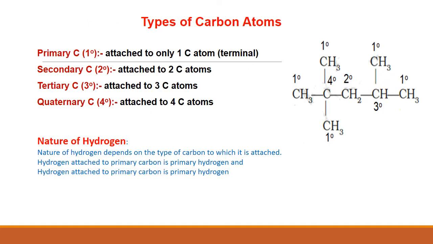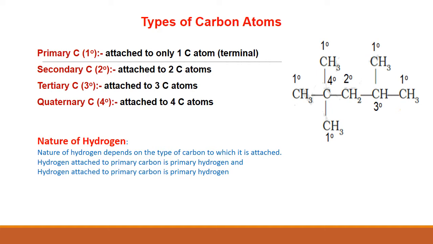Types of carbon atoms. First of all, we must know the nature of the carbon atoms in the hydrocarbons, because these define the nature of the carbon. Primary carbons are those which are attached to only one carbon or no carbon. Secondary carbons are attached with two carbons and two hydrogens. Tertiary carbons, or 3-degree carbons, are those attached with 3 carbons, and quaternary or 4-degree carbons are attached to 4 carbons. These have no H.